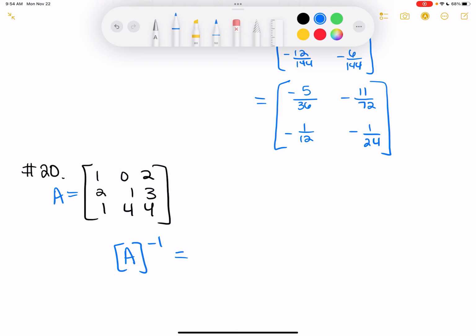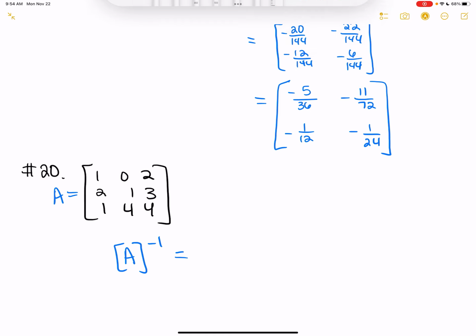I want your answers like this. I don't want your repeating decimals. Just put the line above the decimal, and that still counts. Instead of writing 1.3 repeating out, you just put the line above the 1.3. Then you just need to write down what the inverse is.